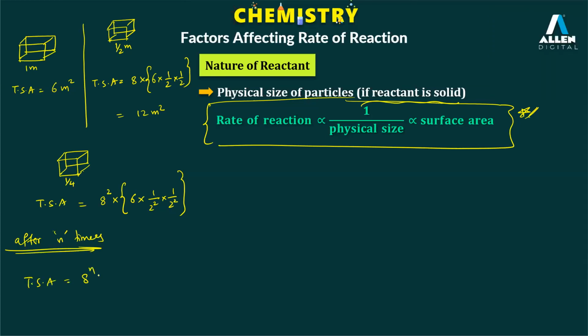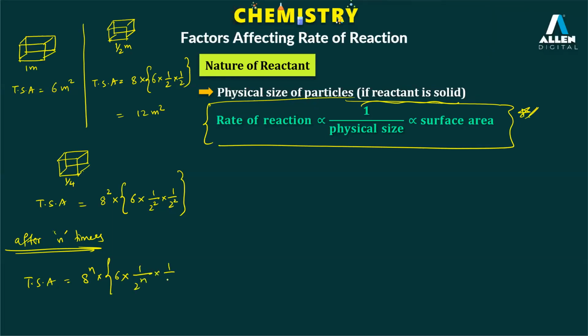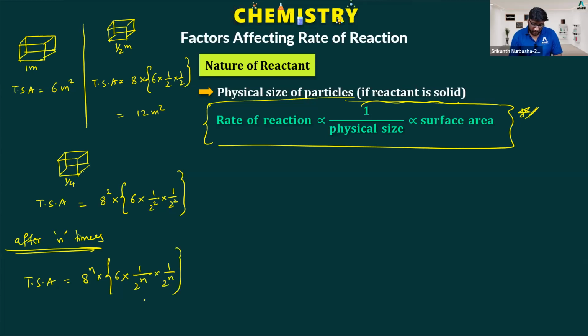8 to the power n into, obviously every cube will have a total of 6 faces. And what is the edge length of the cube? 1 by 2 power n, and into 1 by 2 power n. So what is this? This is nothing but your total surface area.